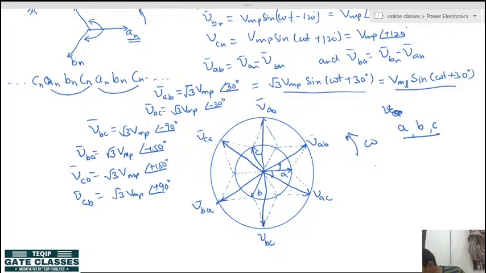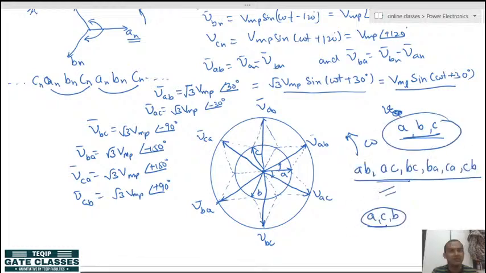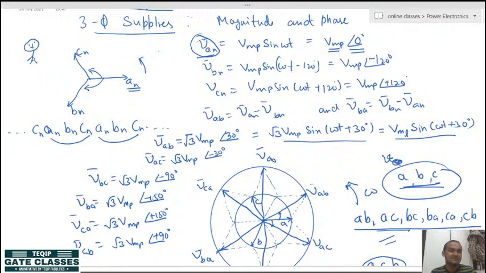If I change the phase sequence, that is ACB, one time GATE people have done this. They have given ACB phase sequence, and based on that, they asked to draw the output voltage waveform and then find the current and voltages or everything. So it's just a matter of representation. In terms of this, there is no difference at all.